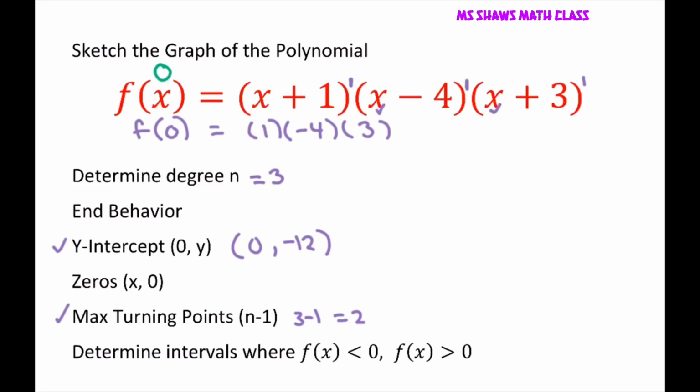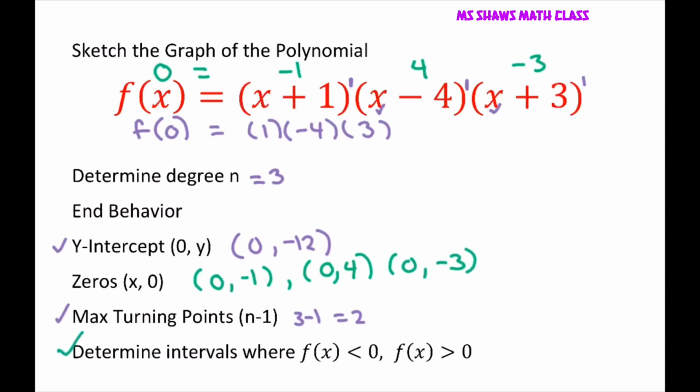And our zeros are when y is 0. So when this is 0, negative 1 will make this 0, 4 will make it 0, and also negative 3 will make this equation 0. So we have (negative 1, 0), (4, 0), and (negative 3, 0). We're going to discuss the intervals where y is negative and where y is positive after we do the graph. And the end behavior we're going to do next.